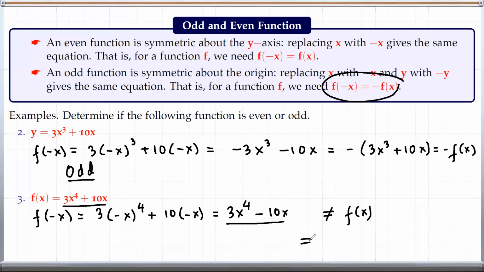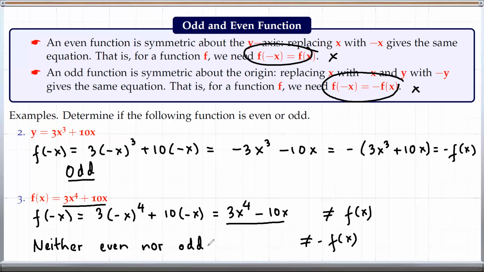And this is also not negative f of x. For it to be negative f of x, both of these have to be negative. So none of these two are satisfied. This is not satisfied and this is not satisfied in this case. So this is neither even or odd. So we're done with these examples also.